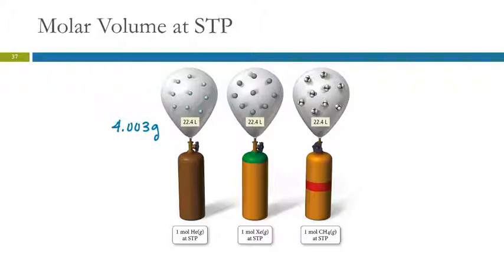Xenon, how much is that xenon balloon going to weigh? 131.3 grams. So this balloon, even though it's the same size, is going to be much heavier because the particles inside of it are heavier. And then this one being full of methane, that's going to be about 16 grams. Same number of particles, same volume, but the mass is different.